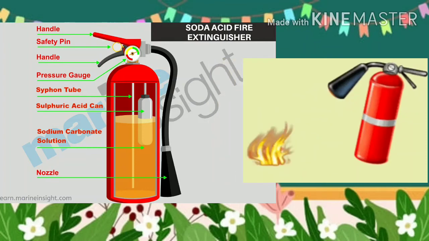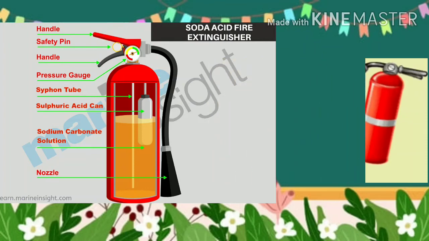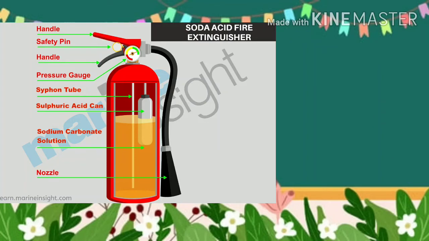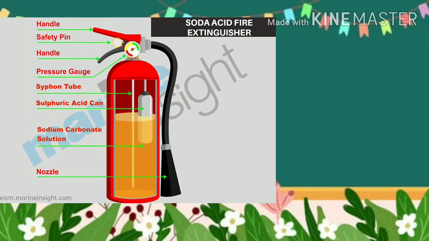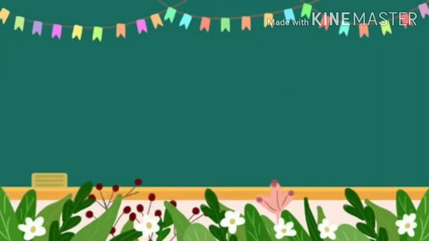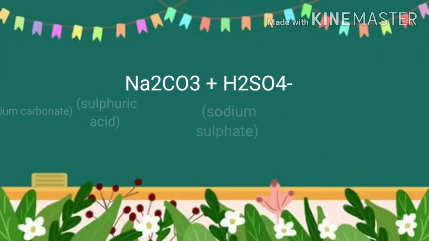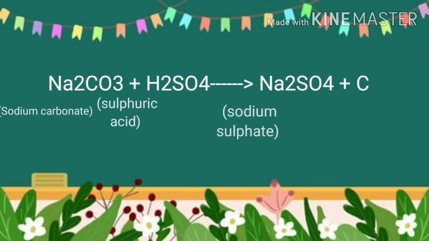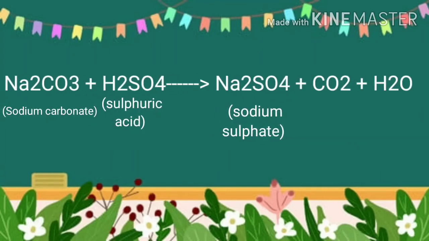Carbon dioxide gas is not a supporter of combustion, so it cuts the supply of air and the fire is extinguished. So this is the reaction that is occurring inside the fire extinguisher. The base sodium carbonate reacts with acid, that is sulfuric acid, and forms a salt, that is sodium sulfate, and carbon dioxide gas is released. This gas is used to extinguish the fire.